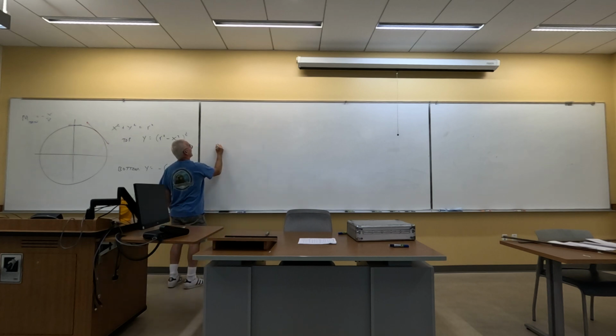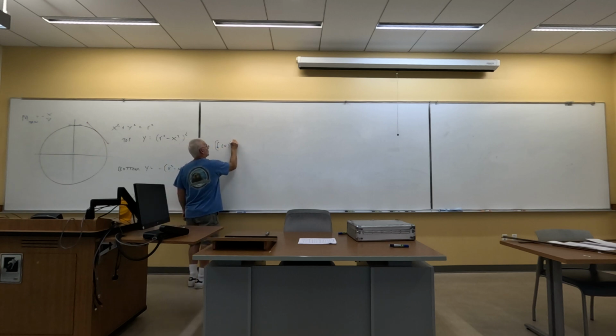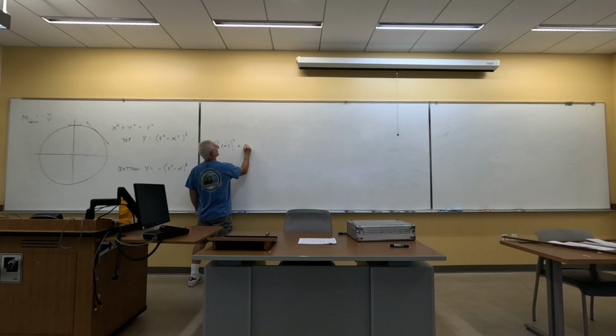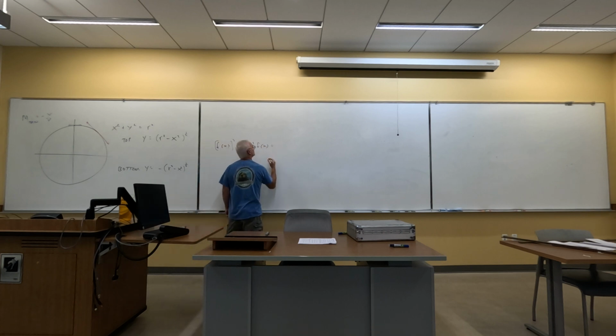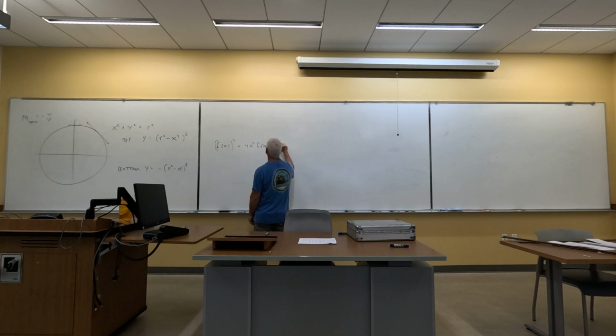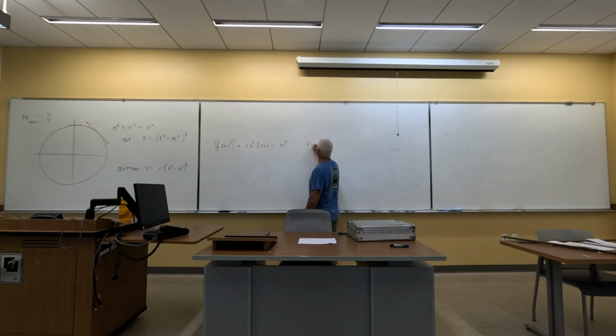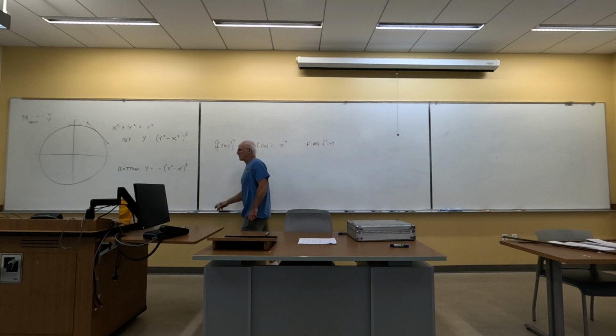I'm going to tell you that f of x cubed plus 4x squared times f of x equals, how about, x to the fourth power. I want to find f prime of x. Now it's kind of goofy notation.